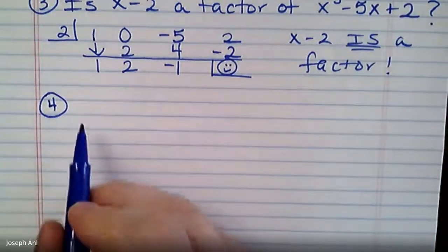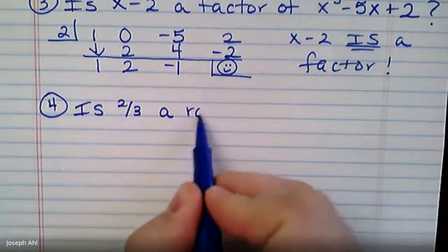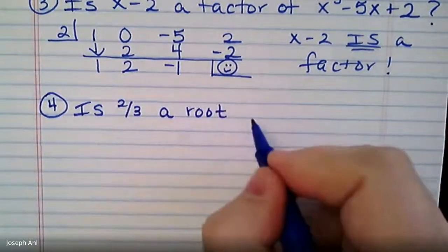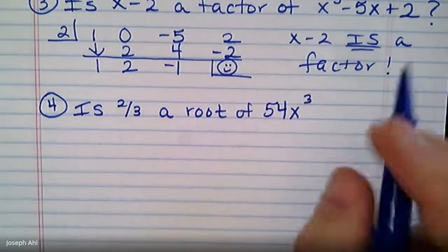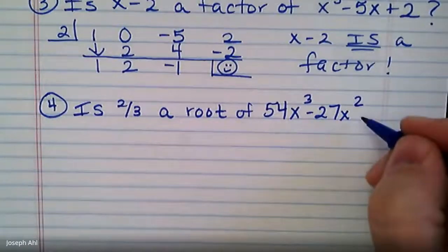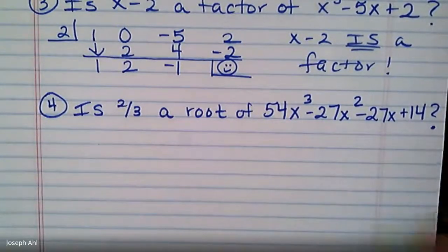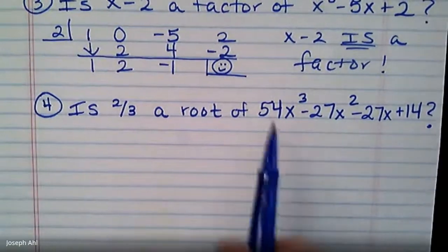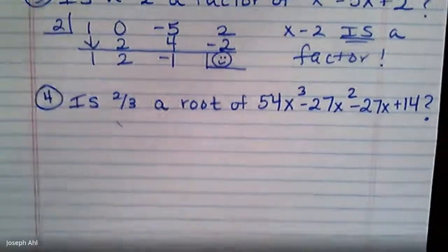Okay, last one. Is 2/3 a root of 54x cubed minus 27x squared minus 27x plus 14? Uh-oh, get ready for it. Yikes. Pretty big coefficients. A fractional root. Can we do it? Of course we can.